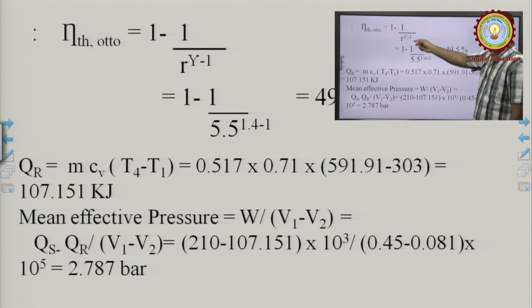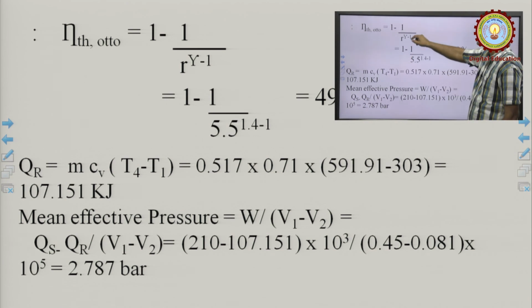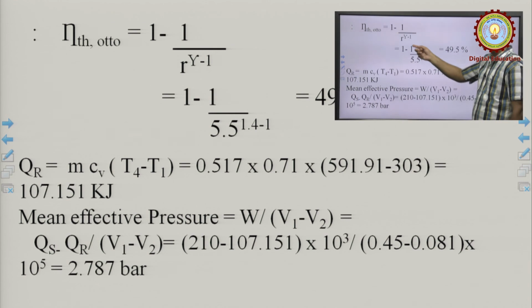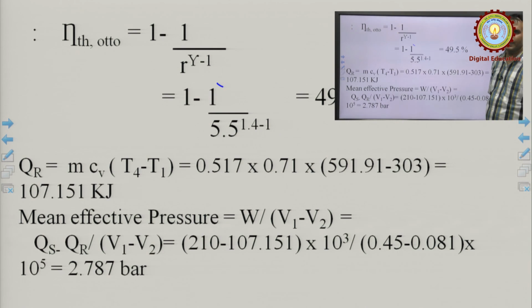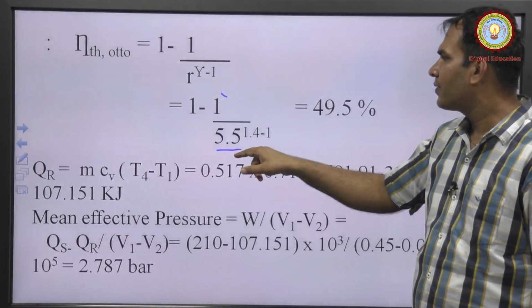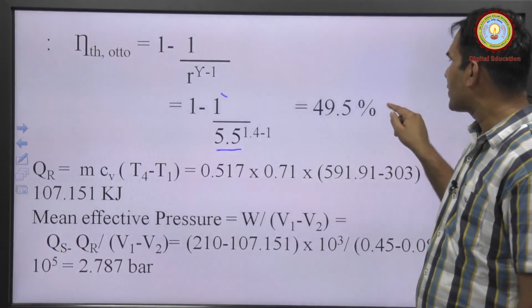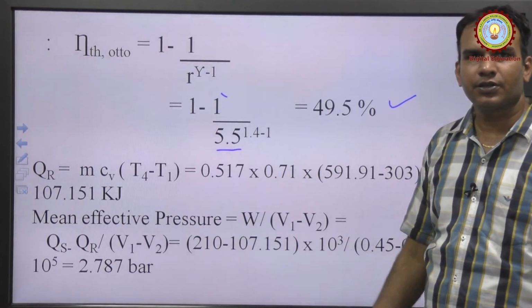From this expression we can calculate the efficiency of the Otto cycle. Efficiency of the Otto cycle is 1 minus 1 by r to the power gamma minus 1, where r is the compression ratio and gamma is the ratio of specific heat. r is 5.5 and gamma is 1.4. So 1 divided by 5.5 raised to the power 1.4 minus 1, so efficiency comes out to be 49.5%.